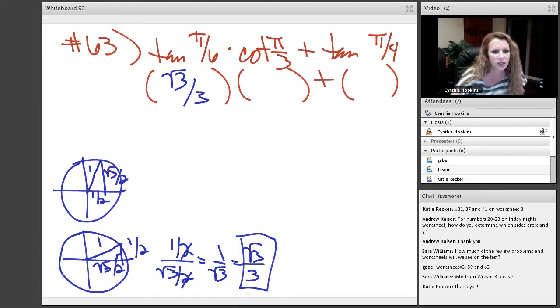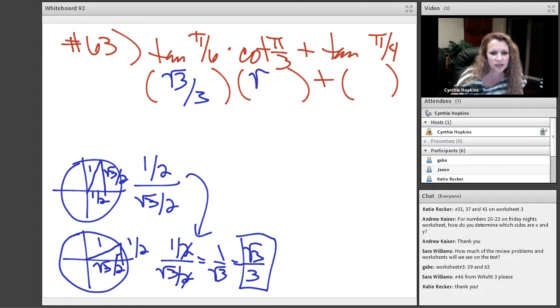And since that's cotangent, I know cotangent is the reciprocal of tangent. Tangent is y over x, so that makes cotangent x over y. So I have 1/2 divided by rad 3 over 2. Well, look at that. That's exactly what we just did below. So of course it's going to be the same, rad 3 over 3.